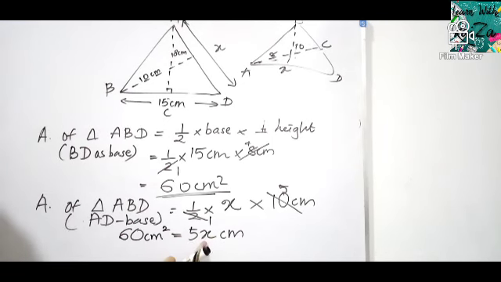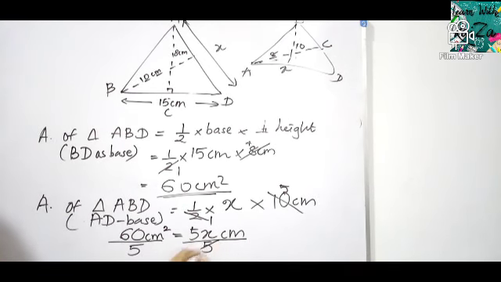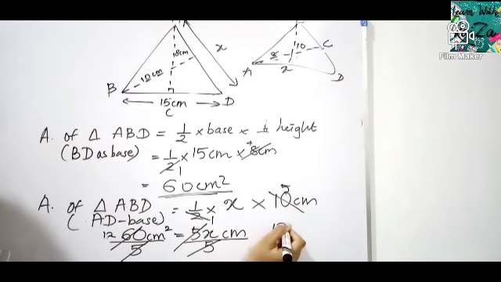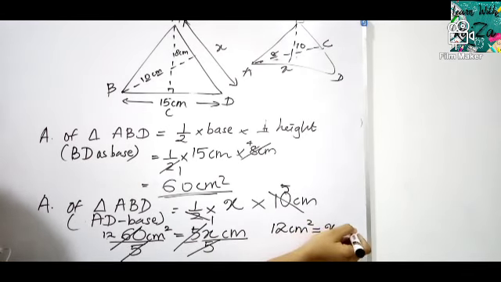To make x alone, you have to divide both sides by 5. Then only x goes, because if you divide both sides by 5, 5 cancels and 5 cancels. 5 times what is giving 60? 12. 5 times 12. So what is remaining here? 12 square centimeter equal to how much? What is remaining here? x centimeter.